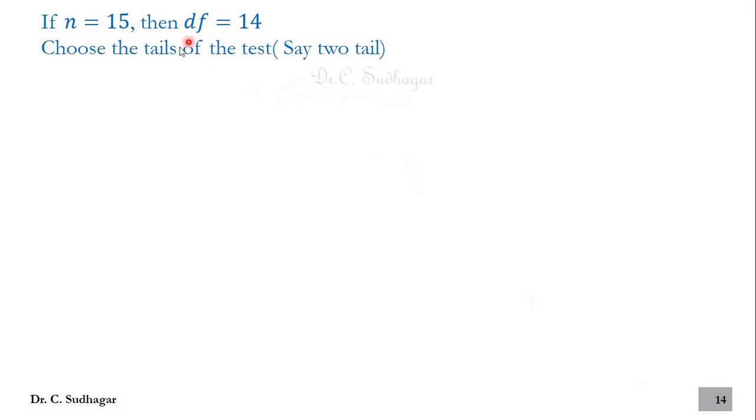The next step is, based on the alternate hypothesis, we have to choose the tail of the test. It may be a one tail or two tail test. For this example, we are taking a two tail test. The next parameter is the level of significance for the test. For finding the table value, we are taking 10% as the level of significance, that is 0.10.